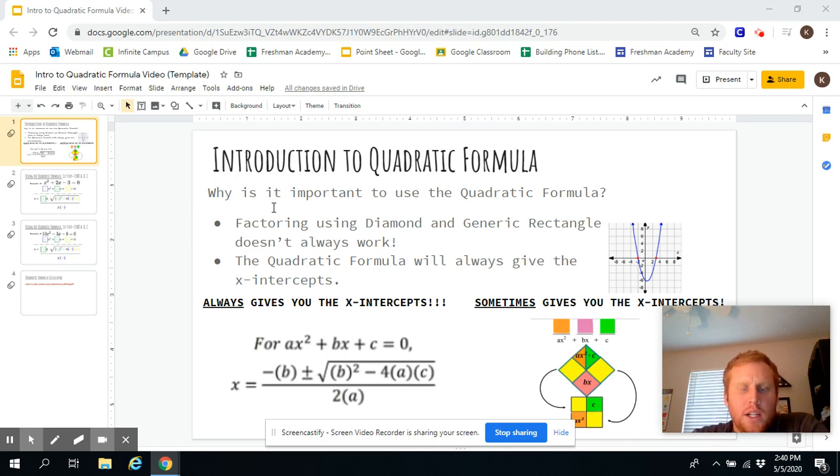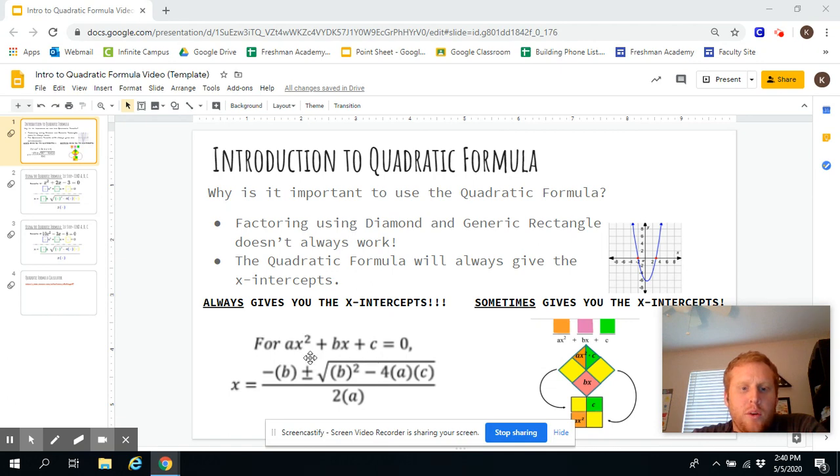All right, you guys. We are going to introduce the quadratic formula for this week, and this is something you'll use throughout most of your math career in high school. You'll be using this very often. So this is what it looks like.